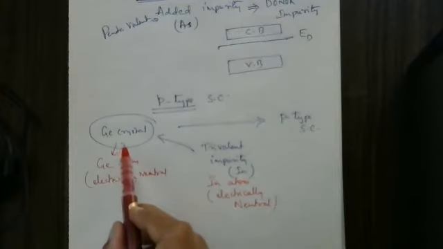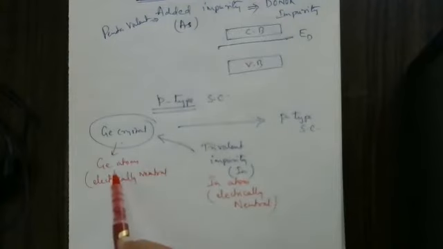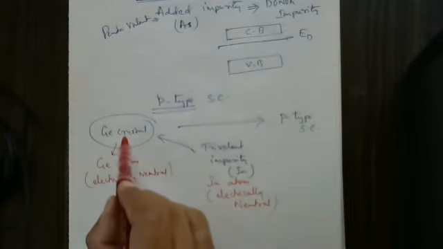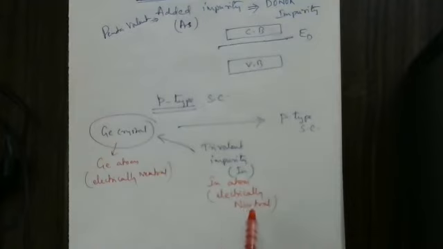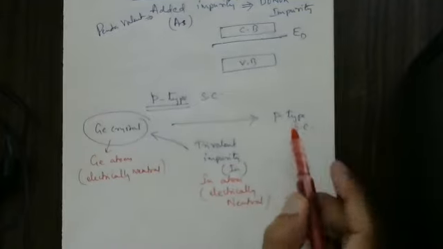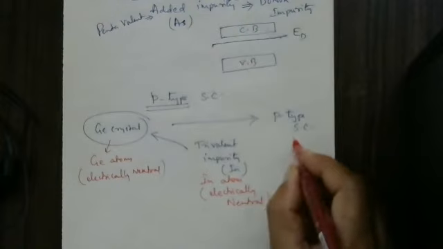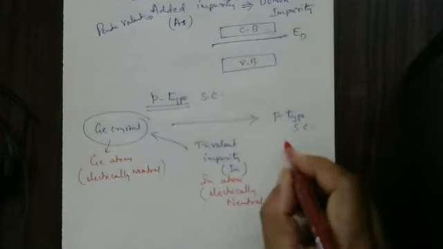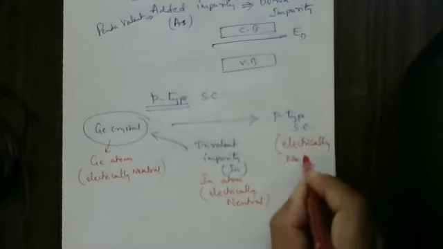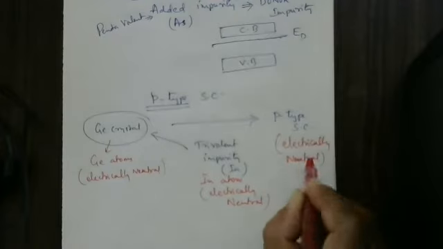To a germanium crystal containing germanium atoms, which are all electrically neutral, if you add an electrically neutral indium atom, the resultant one is a P-type semiconductor, which also contains only atoms, not ions. Therefore, this is also electrically neutral. I told you already in the case of the N-type semiconductor.